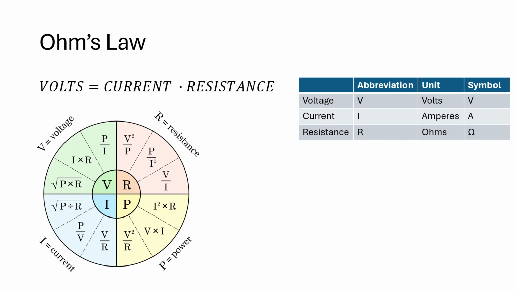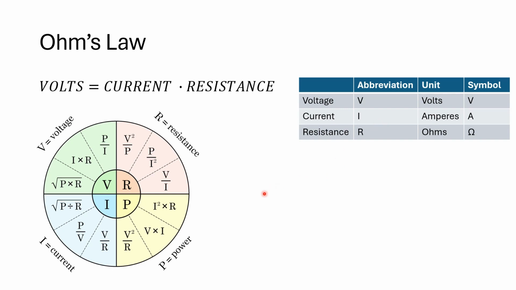So first is Ohm's law, which says voltage equals current times resistance. And over here you can see the abbreviations and units and symbols for all that. So volts is V. Current, we run out of a lot of letters in electrical engineering, so current is abbreviated as the capital letter I. Its unit is amperes, which has a symbol of A. Resistance is R. Its unit is ohms, and its symbol is the capital omega.